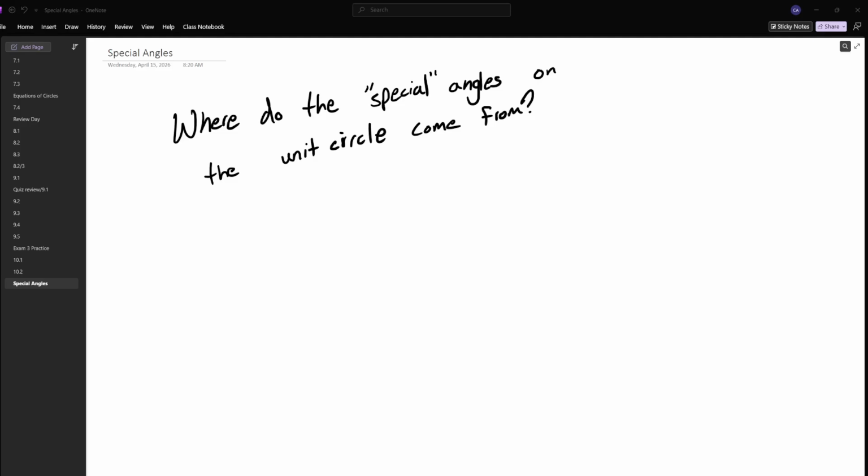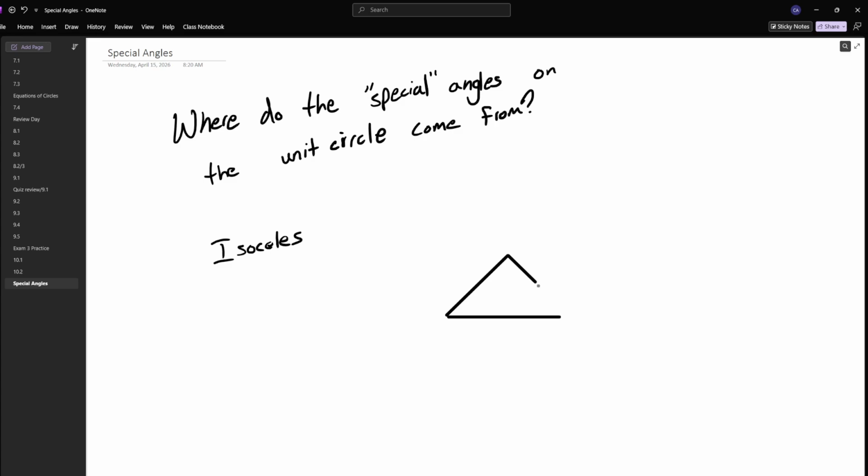Where do the special angles on the unit circle come from? Honestly, there's a pretty good geometrical demonstration that you can show where they come from. The first one is to look at an equilateral triangle, the triangle where all the sides are the same length.